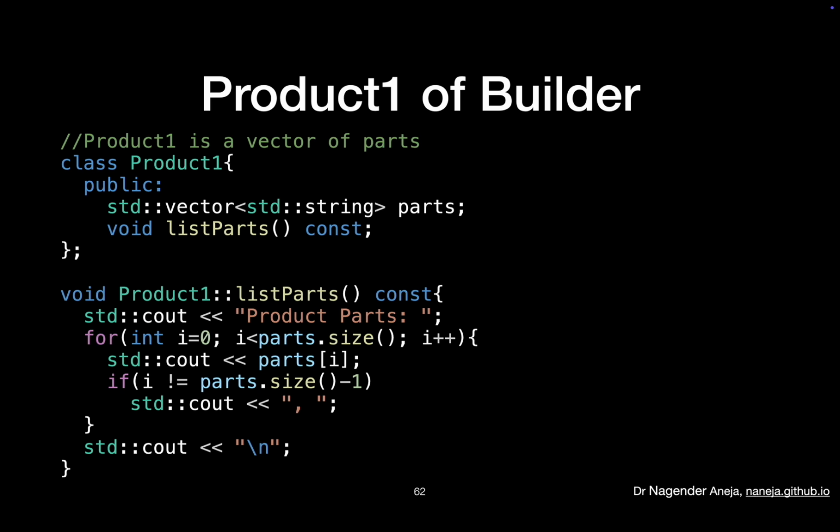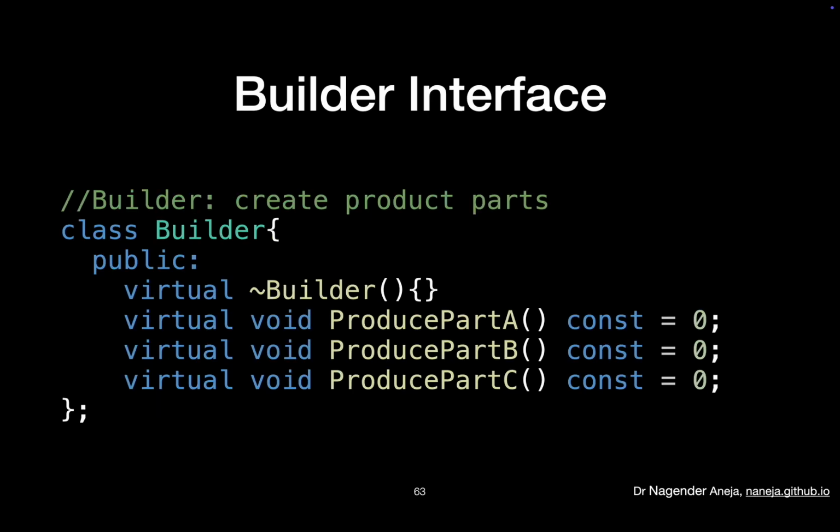So the house will have some garage and windows and doors. So everything will be parts, and each of these steps will add to this vector, which is the parts, right? So parts is a vector of string, and list parts will list whatever parts you have added so far. So that's the list parts. That's our product one, and list parts is the implementation of this part. It goes in a loop. We are going to print everything that is inside these parts.